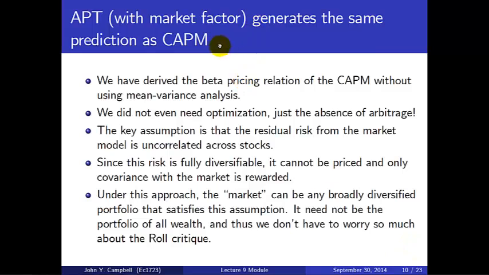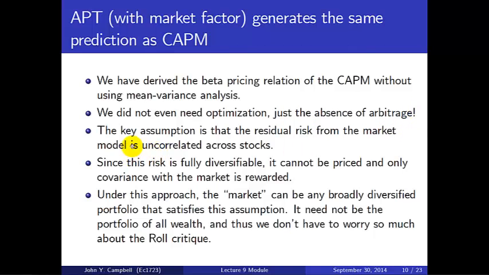All right, now notice what we've done here. We've written down a market model, so there's this market factor, and then we've used an arbitrage argument, and we get exactly the same prediction as the CAPM, namely that alpha is 0. But we've done that without using mean variance analysis, without even needing optimization. We just assumed the absence of arbitrage, which is a much weaker condition.